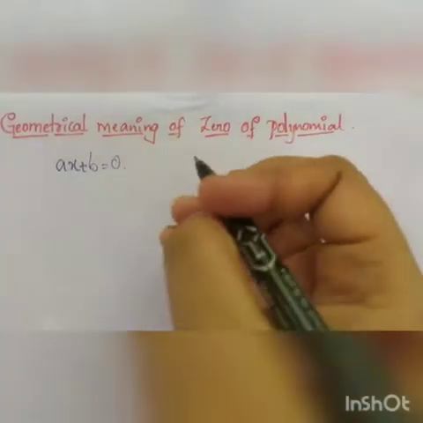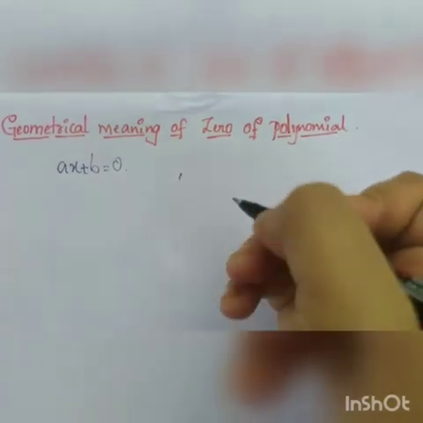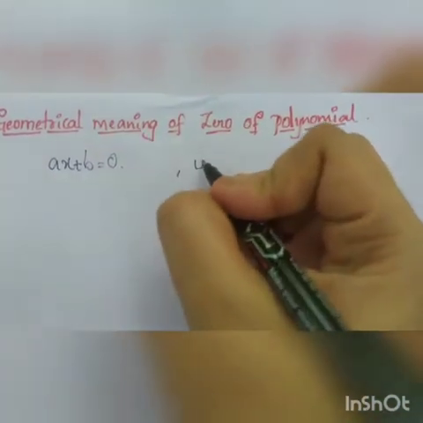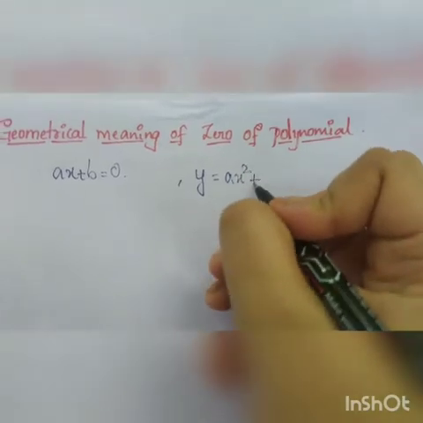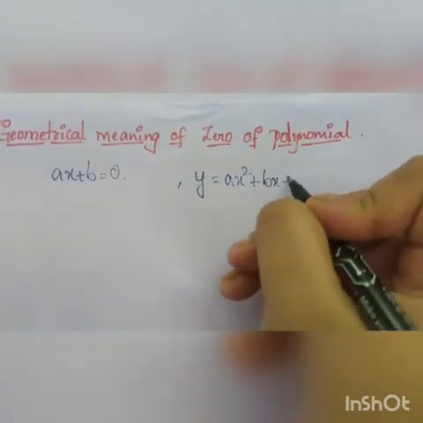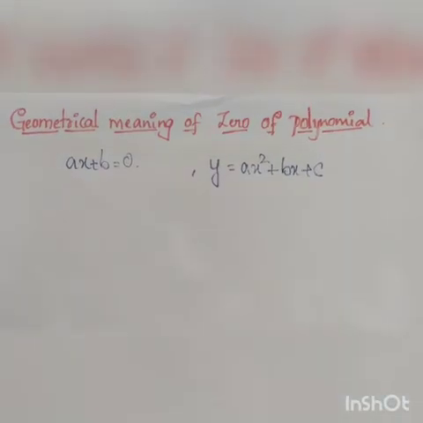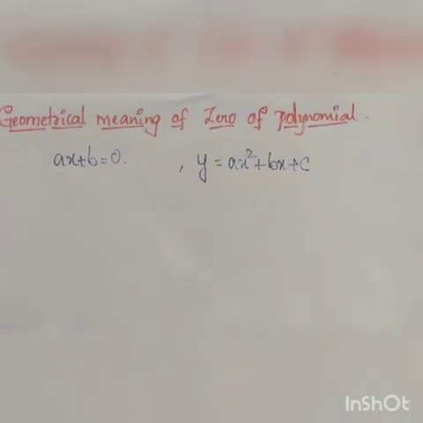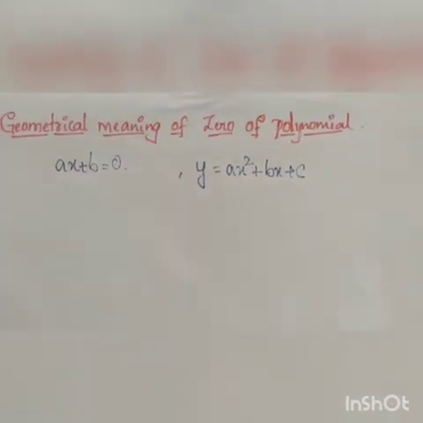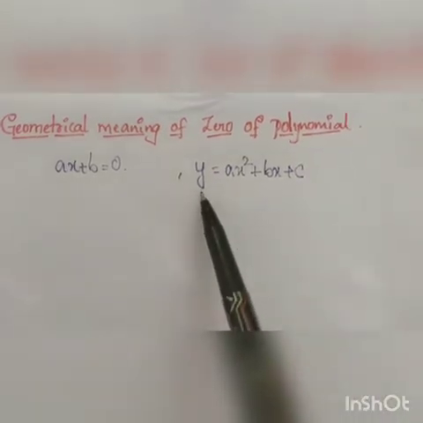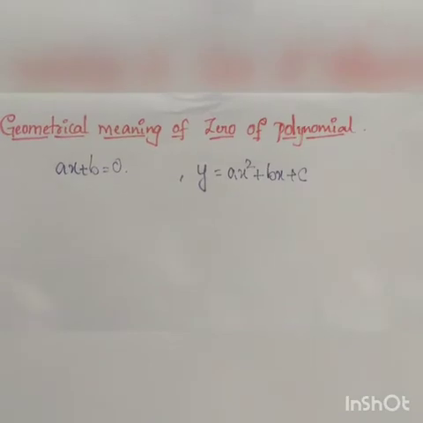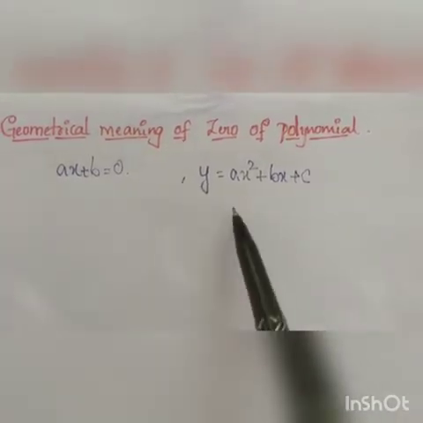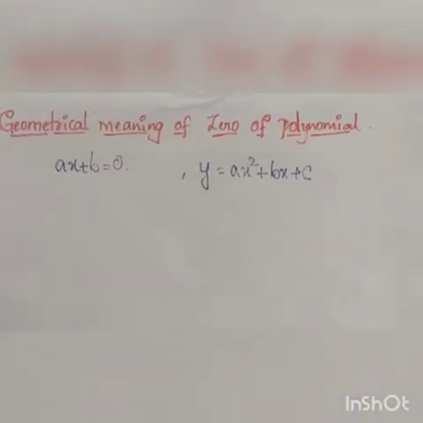In today's class, we will be discussing the zero of the polynomial for a quadratic equation of the form y is equal to ax square plus bx plus c. We have to find the zero of the polynomial. Zero of the polynomial means we substitute y is equal to 0 and get the value of x. If we substitute that x value, you will get the zero of the polynomial.